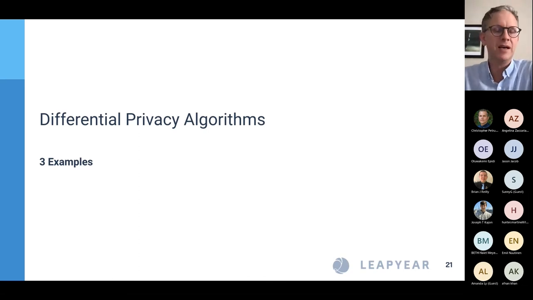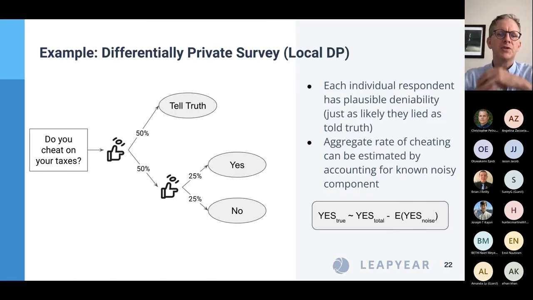Let's make this concrete. I don't blame you if the ideas are still a little fuzzy. I think the best way to really understand what's happening here is to look at some examples. There's a canonical example of a differentially private algorithm that's used in pretty much every textbook because it's pretty straightforward to understand. Let's say you're doing a study and you want to learn the proportion of the population that cheats on their taxes.